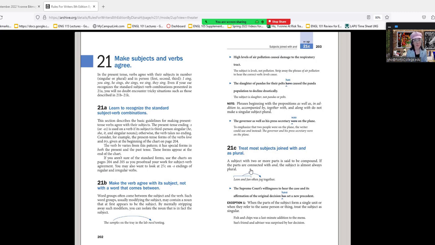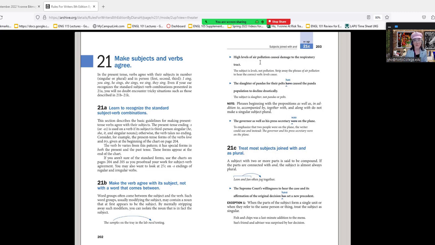Word groups often come between the subject and the verb. Such word groups, usually modifying the subject, may contain a noun that at first appears to be the subject. By mentally stripping away the modifiers, you can isolate the noun that is in fact the subject. Here, the samples on the tray in the lab need testing. The samples, that's the subject, and on the tray and in the lab are prepositional phrases. So the subject of the sentence is samples, a plural subject, which needs the plural verb need.